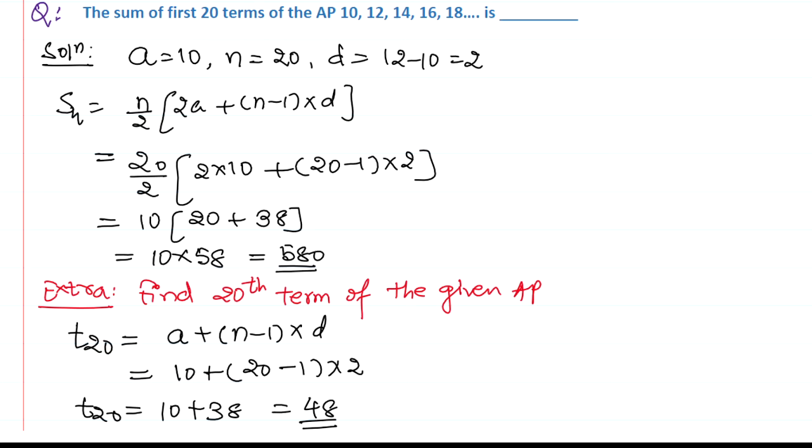What you can do is, in the same question, we can revise how to find the nth term of the given AP also. I had asked you to find the 20th term of the given AP. The 20th term can be found as a plus (n minus 1) into d, or in short a plus 19d. 19 into 2 is 38, plus 10 is 48. Correct? Any doubt? Okay.